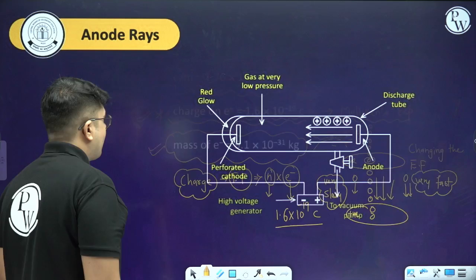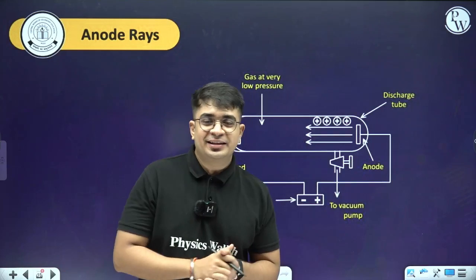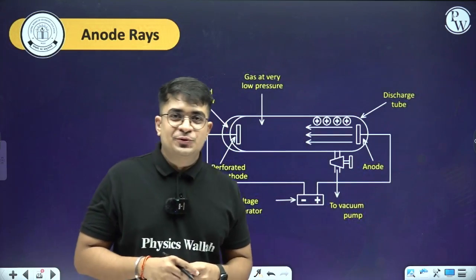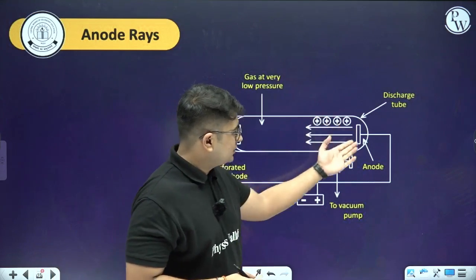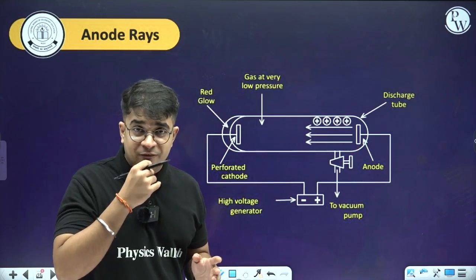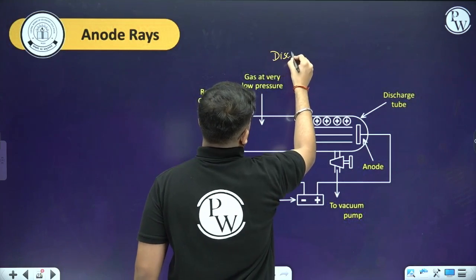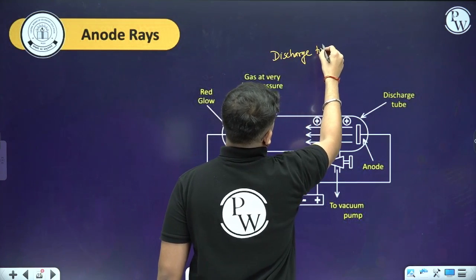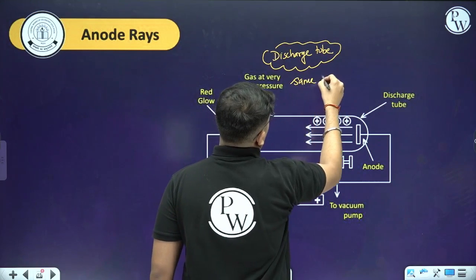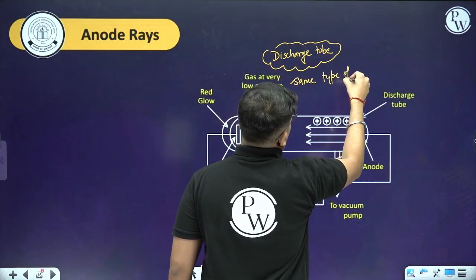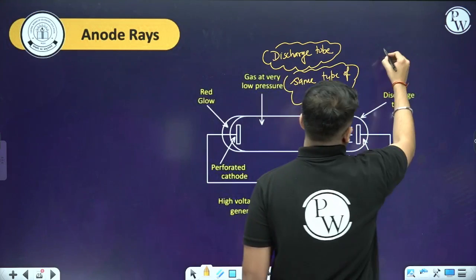Now the next part was the discovery of protons, and the main credit goes to Goldstein. After the discovery of cathode rays, they thought: what if we have the same experiment, the same discharge tube, the same type of gas, the same conditions.